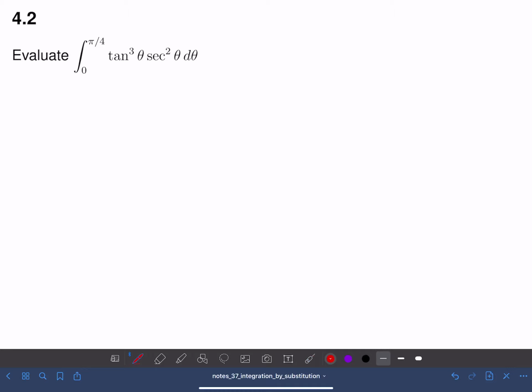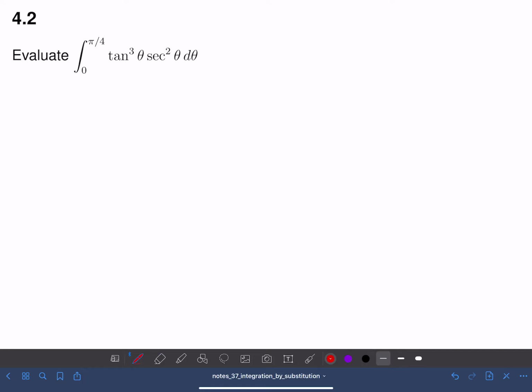Okay, so I'm hunting. Do I know anything that the derivative of is tangent cubed? No. I know some stuff that the derivative is secant tangent. Right? The derivative of secant is secant tangent. But I don't think that's enough to take up everything in here. I'll be left over with some tangent squareds. And so I don't think that u equals secant theta is the right thing to choose.